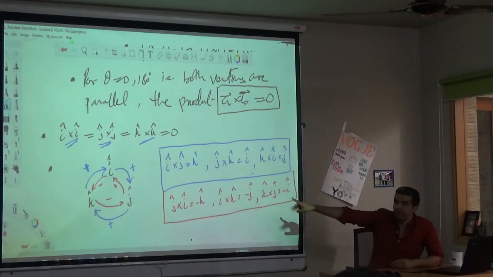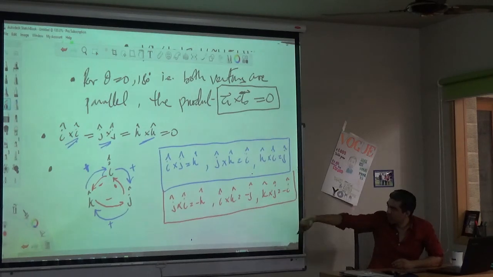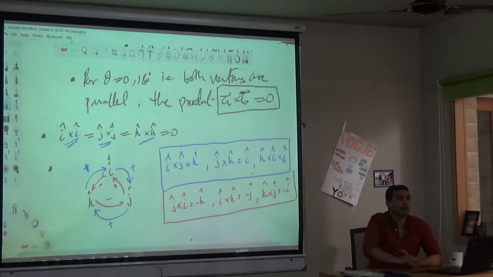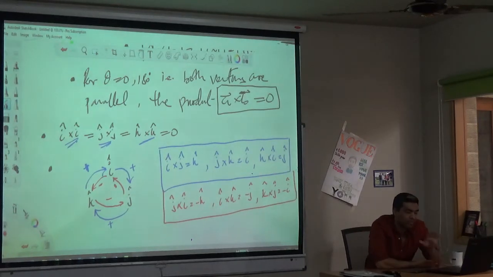So if you just remember this diagram, clockwise and anti-clockwise. Clockwise positive, anti-clockwise negative. Just remember this and then you will exactly know what to do.